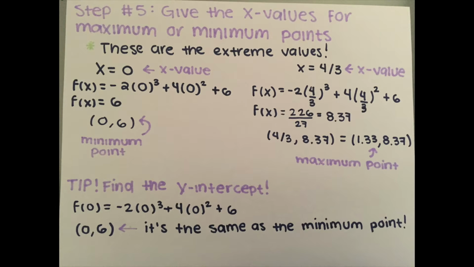Tip. An easy way to get the y-intercept is to substitute x with 0 in the function, and if you notice, the y-intercept is the same as the minimum point of the function.